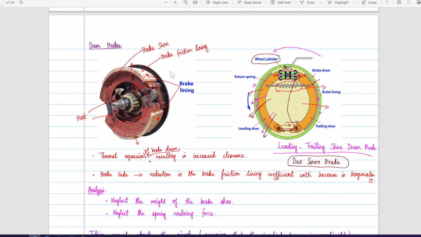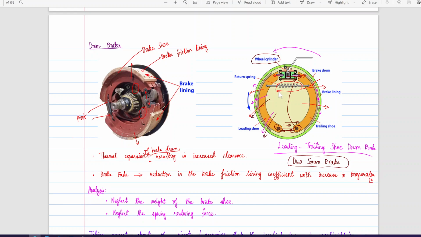And this S cam is rotated using a series of arrangement. First you have a slack adjuster, and then you have a brake chamber. Okay, so this rotation of S cam generates the force needed for moving these. So this S cam generates the motion and presses these against the drum.